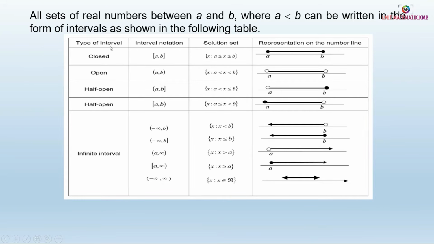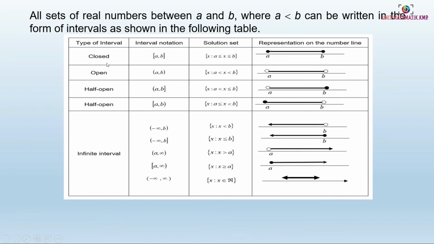Half open interval. Interval notation from A to B, including B. Solution set: X, where X is greater than A and less than or equal to B. We present on the number line: we draw from A to B, at A an empty circle, and at B a filled circle.